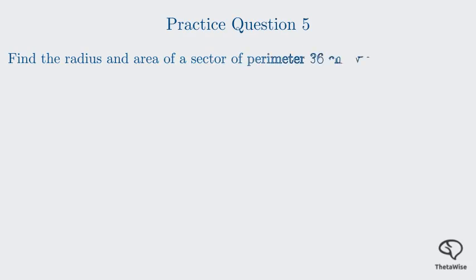Our final practice question brings together trigonometry and geometry. Find the radius and area of a sector of a circle that has a perimeter of 36 centimeters and a central angle of 2π/3 radians.